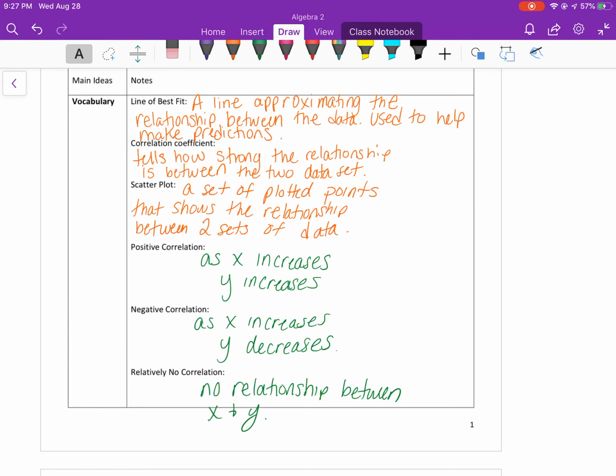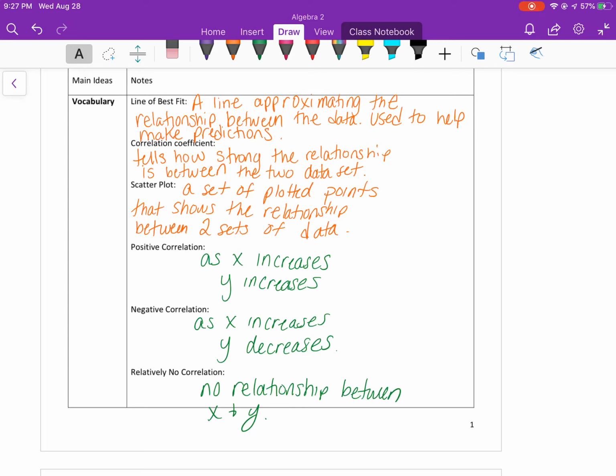Then you have negative correlation. As x increases, y decreases. For example, the miles that you drive in your car versus the gallons of gas that you have. So as the miles you drive increases, the gallons of gas in your car decrease. So those are negatively correlated.